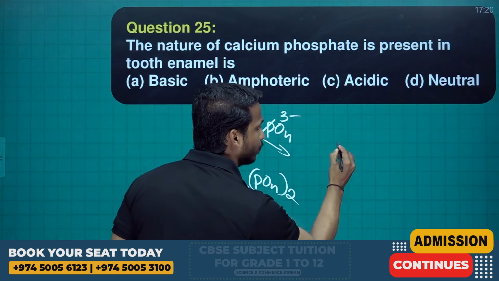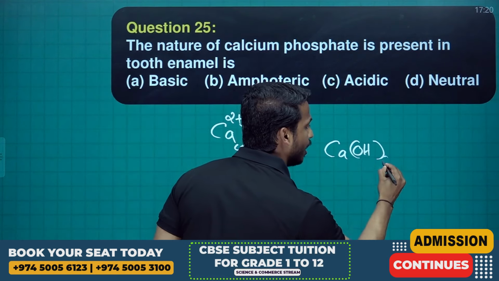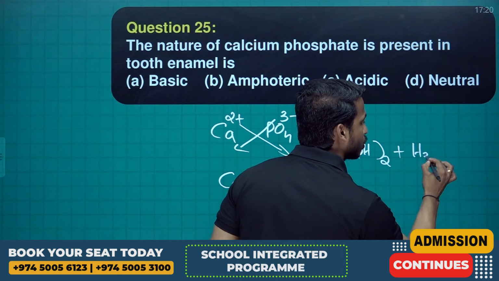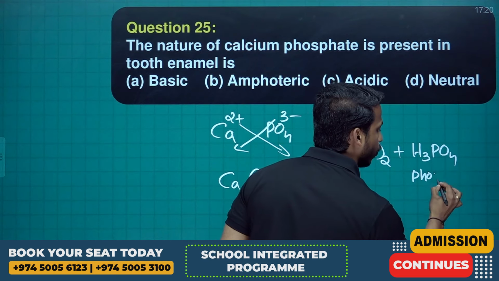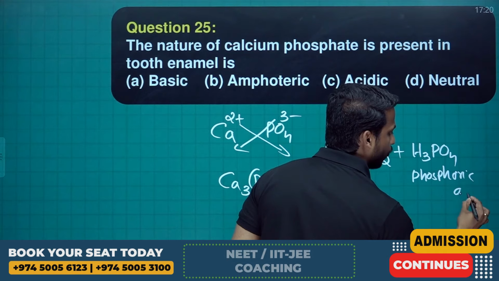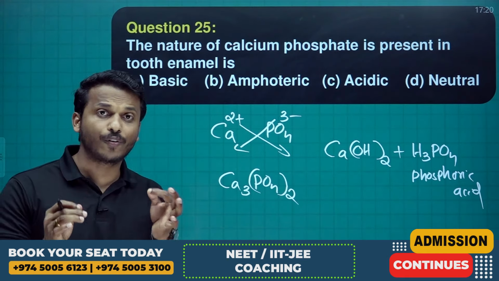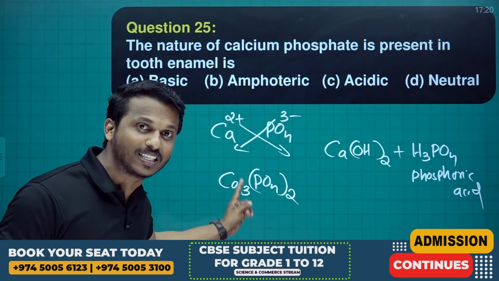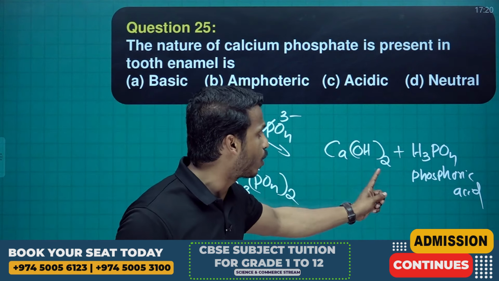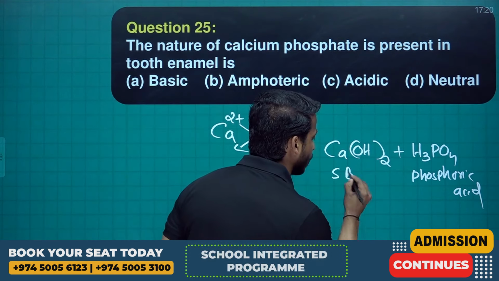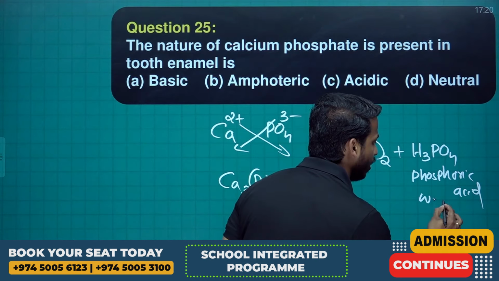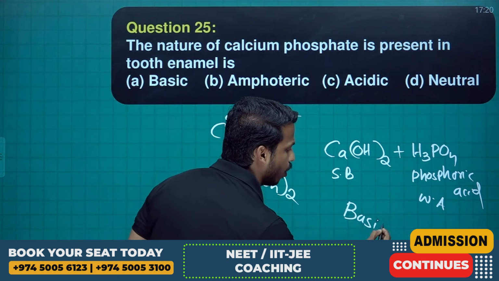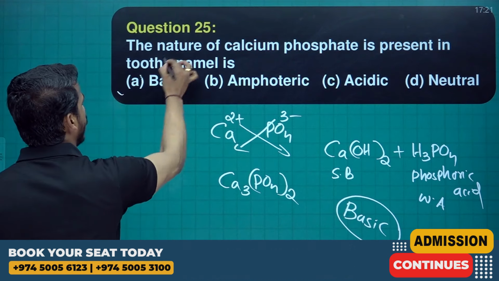So calcium phosphate is formed by the combination of what? Calcium hydroxide and an acid called H3PO4, phosphoric acid. So calcium phosphate is the chemical present in our tooth enamel, and it is a salt made up of calcium hydroxide and phosphoric acid. Calcium hydroxide is a strong base, whereas phosphoric acid is a weak acid. If a strong base and a weak acid combine, what will you get, my dear? The salt will be basic in nature.